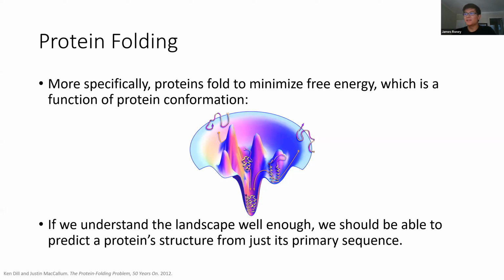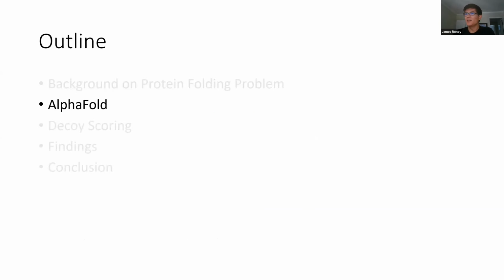So theoretically, if we could understand this landscape well enough, we should be able to predict a protein structure from just its primary sequence. After all, this is how proteins fold in nature. So a great goal to aspire to is to understand that potential landscape well enough that we can do a good job predicting protein structures from primary sequences. Predicting protein structures from sequences is a really long-standing challenge. And recently, AlphaFold has demonstrated breakthrough performance on this task.